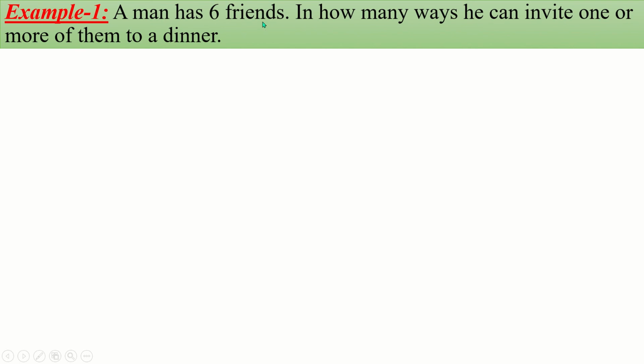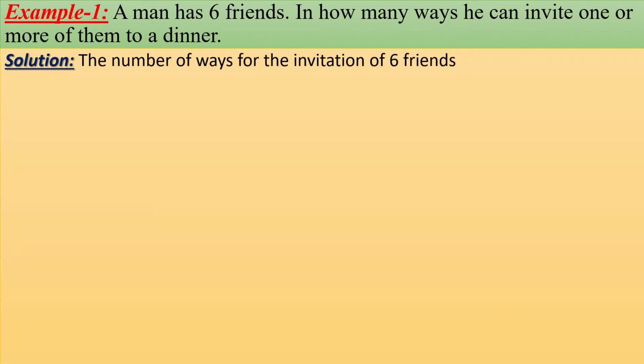For example, a man has 6 friends. How many ways can he invite one or more of them to a dinner? One or more means he takes at least one. At least one means he can invite one friend, or 2 friends, or 3, or 4, or 5, or 6, where 6 means all. Therefore the number of combinations for the invitation of 6 friends equals 6C1 plus 6C2 plus 6C3 plus 6C4 plus 6C5 plus 6C6.